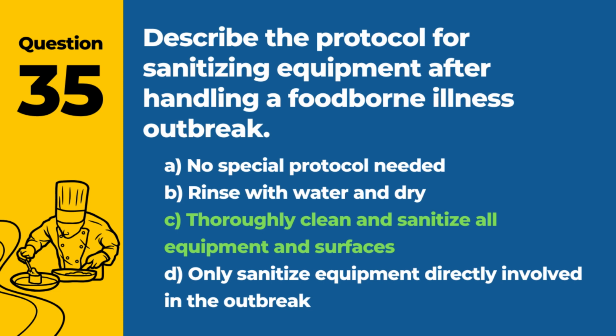Answer: C. Thoroughly clean and sanitize all equipment and surfaces. The protocol for sanitizing equipment after a foodborne illness outbreak involves thoroughly cleaning and sanitizing all equipment and surfaces that may have been contaminated to prevent further spread of the illness.